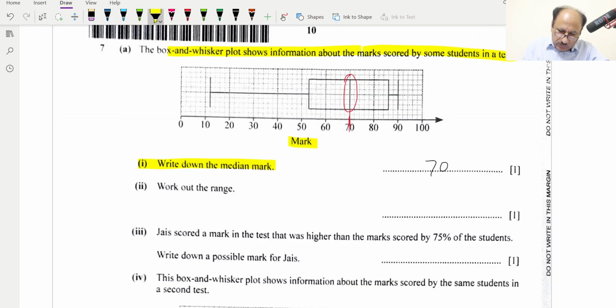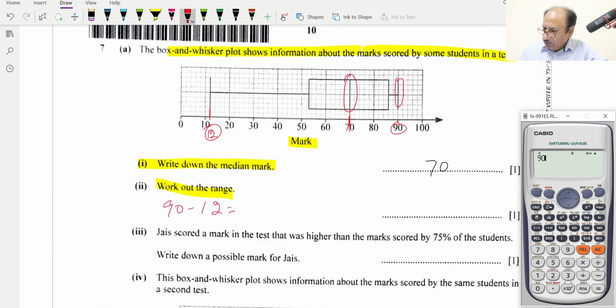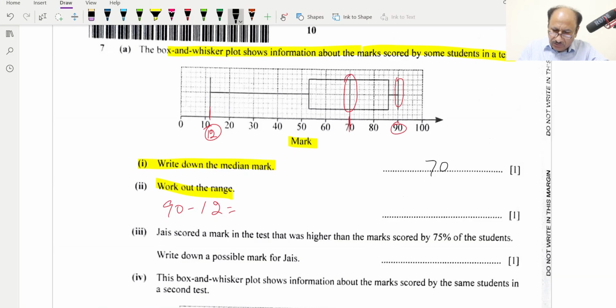Work out the range. So range will be maximum minus minimum. The maximum is 90, and the minimum is over here, which we can take as 12. So we can write 90 minus 12, which is equal to 78. So we can write the answer as 78. Hopefully you are getting it.